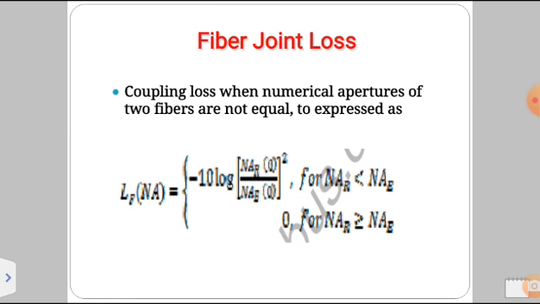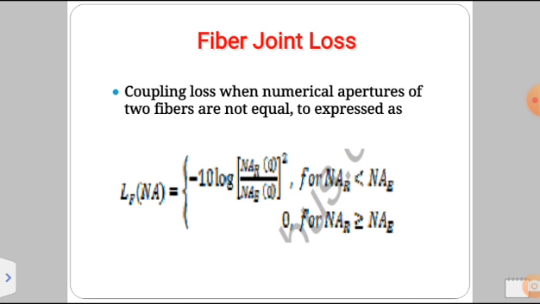Next, you can see this one: coupling loss when numerical aperture. There is one more parameter, numerical aperture. Numerical aperture is very important because that is the power gathering capability of the fiber. The maximum power that must be collected by the fiber, either from an LED or another fiber: fiber to fiber joint, LED to fiber, or fiber to photodetector. Numerical aperture is so important. In optics, too much importance is given to the numerical aperture.